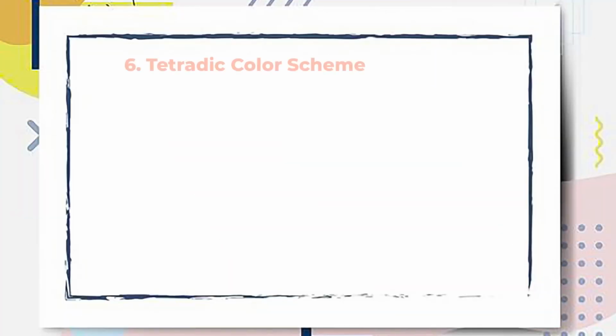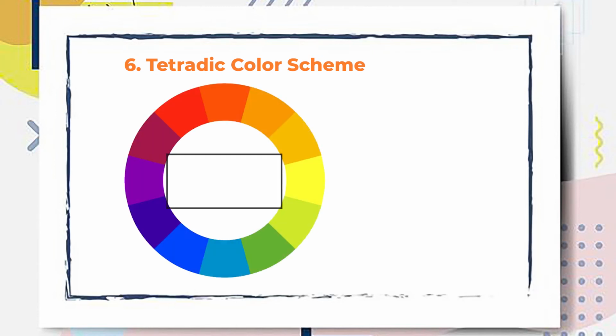The sixth and last of the color schemes is tetradic color scheme. This forms a rectangle on the color wheel. This creates 4 complementary colors. This works well when you make one of the colors more dominant while the rest serve as complements.